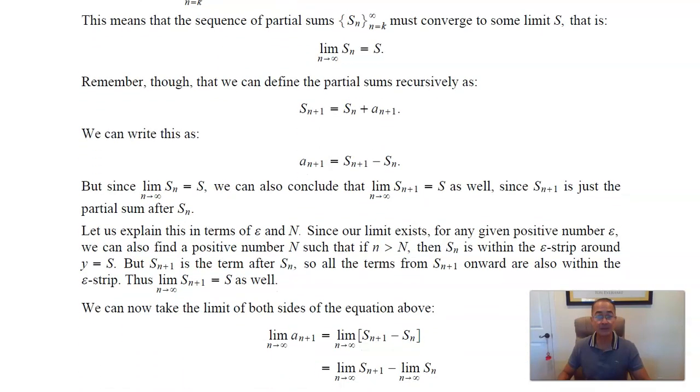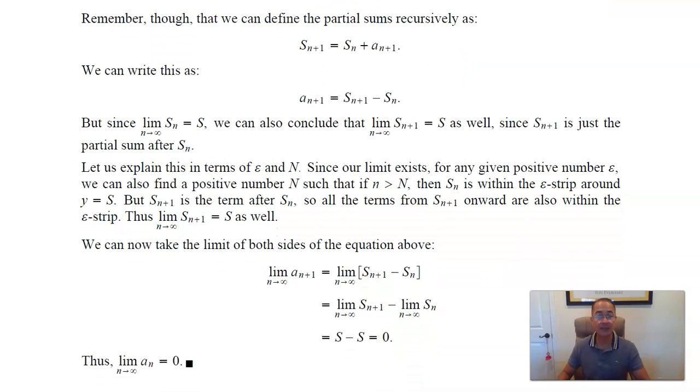All right, so now we simply take the limit of a_n using properties of limits. The limit of a_{n+1} is the limit of s_{n+1} minus s_n, which we can break up into two limits. And we said that both of these limits are s, and therefore the limit of the difference is simply 0. Okay, so therefore the limit of a_{n+1} is 0, so backing up, the limit of a_n must also be 0.